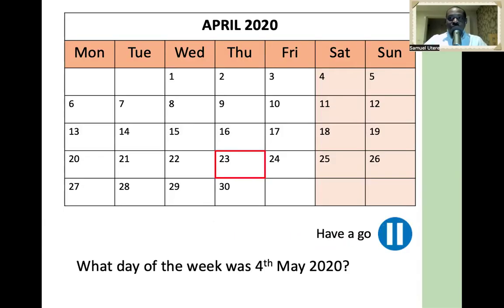All right, let me ask you this. Have a think. What day of the week was 4th May 2020? Well, the calendar does not have May, but we can begin to think what 4th May could be, because here would be the first. The next days of the week will be Friday, Saturday, Sunday. So that will be first, second, third. Of course, the 4th will be Monday. So Monday will be the 4th of May 2020.